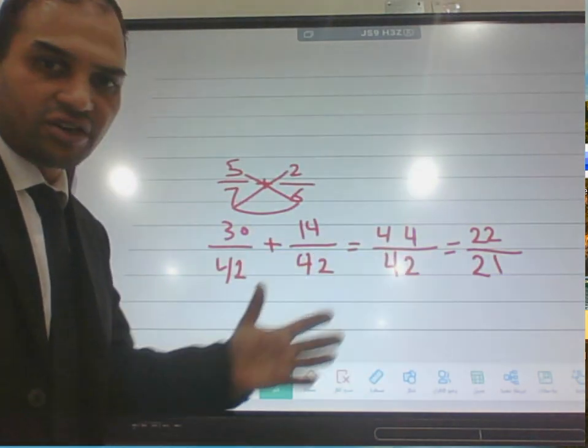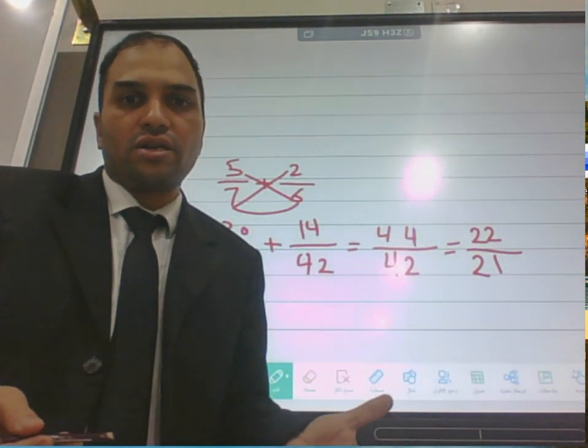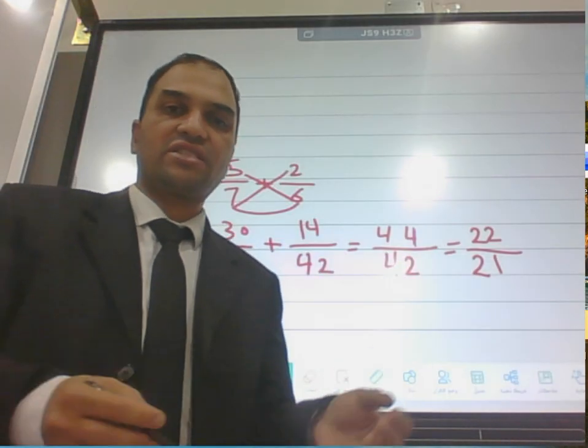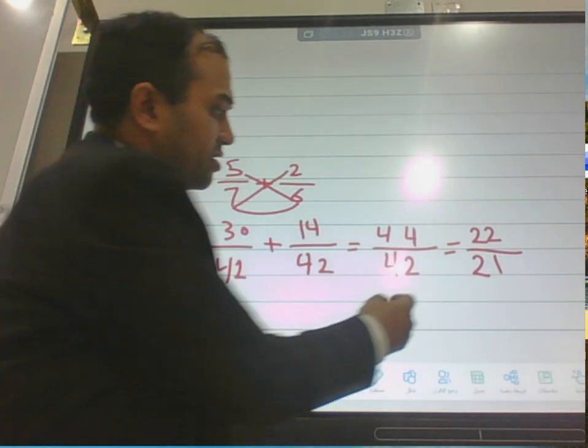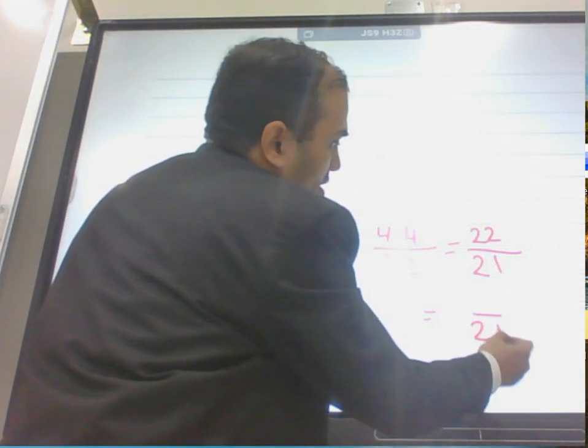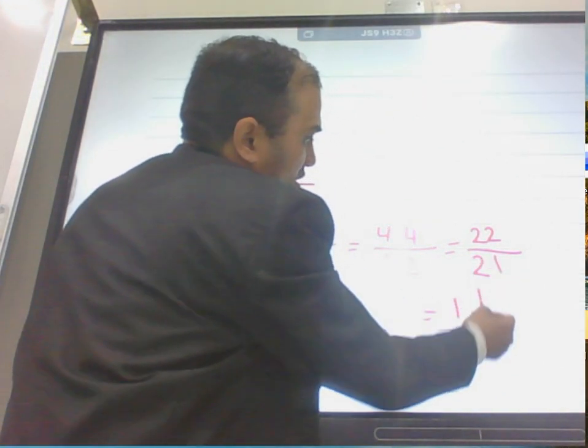Now 22 over 21. It's a simple one. You must simplify more. Yes, simplify more. 22 divided by 21 equals 1 and the remainder 1. Then the last step: 22 divided by 21 equals 1 and the remainder 1.